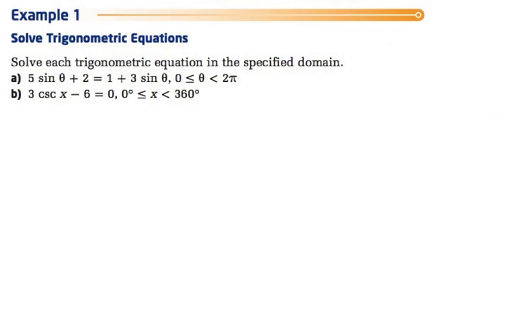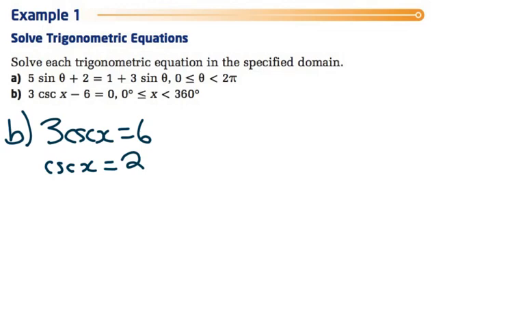Just changing slides to do B so we have some space. Same idea. We have 3 cosecant x minus 6 equals 0. We'll move the 6. Divide by 3. And at this point, we can't actually go to the calculator like we did in the last example. The calculator doesn't have a cosecant button. But what we know is that cosecant and sine are reciprocals of each other. So if cosecant of x equals 2, then sine of x equals half.